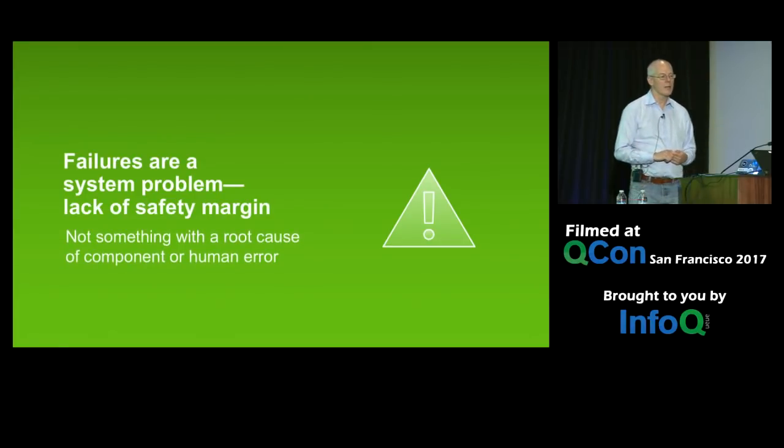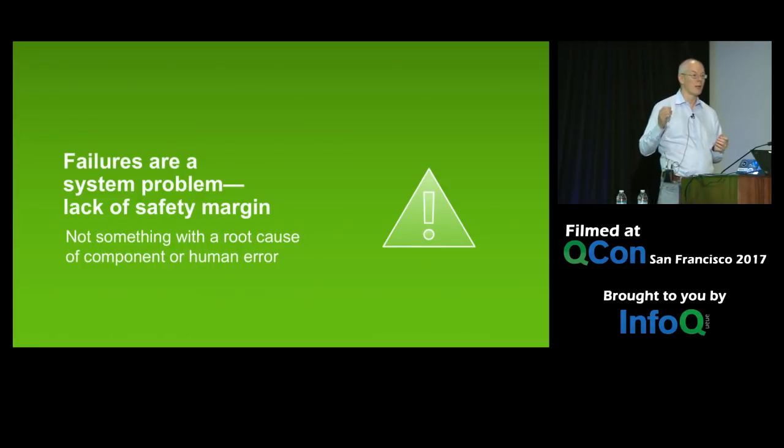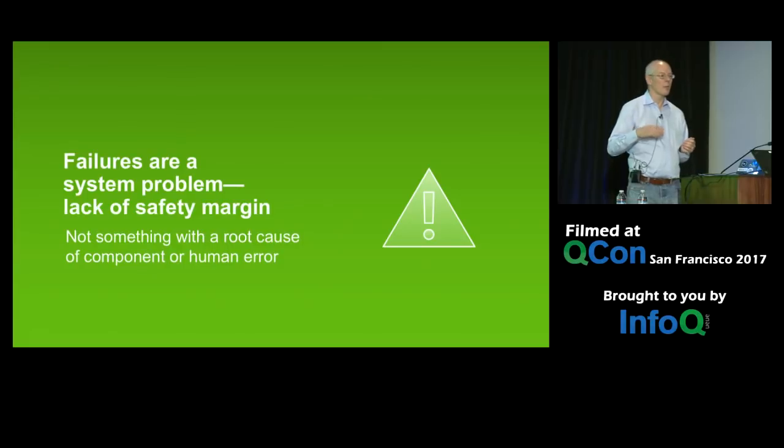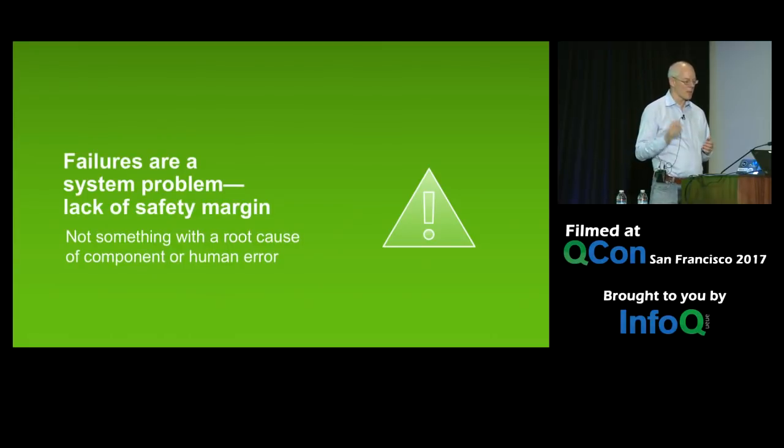A failure doesn't have a root cause in a component failure or a human error. Right? If a component or a human error causes a system failure, it's a failure in the system. It's not a failure of that human. Humans do bad things all the time and systems don't fail. Just because this one time you did that bad thing, it actually tipped it over the edge, you shouldn't go and fire that person or replace that component. It's because there wasn't enough margin.